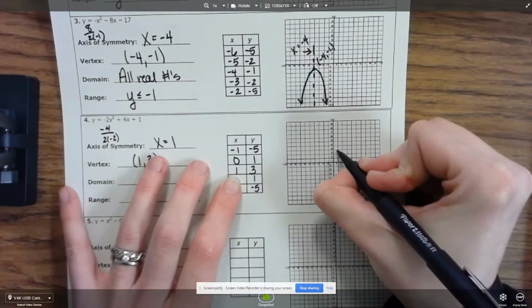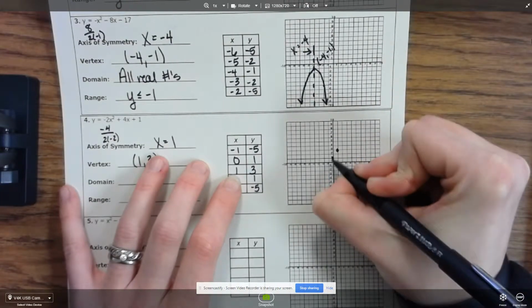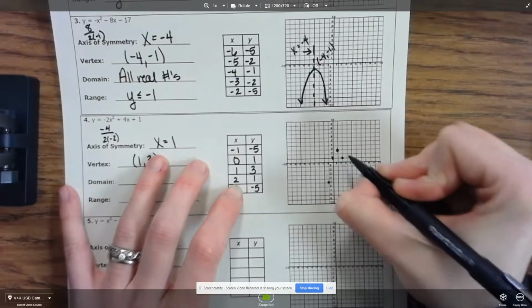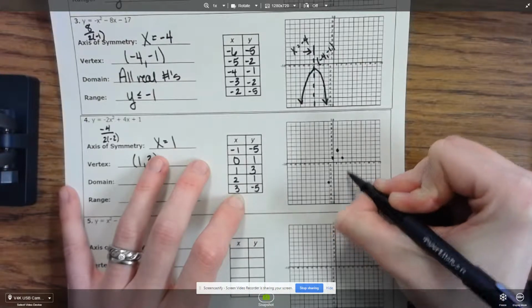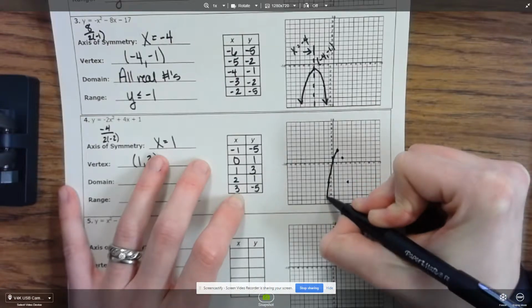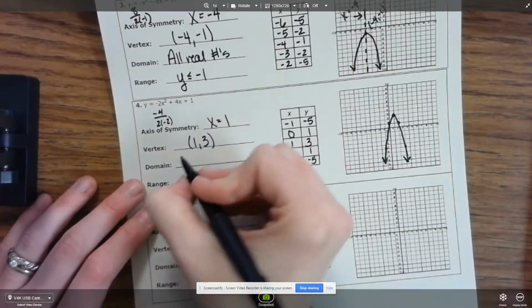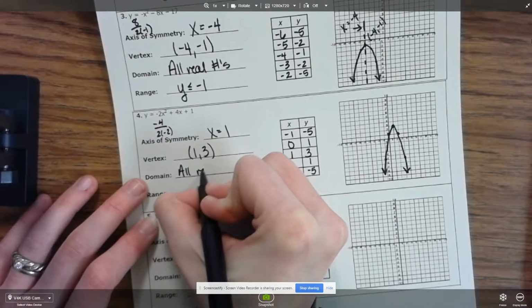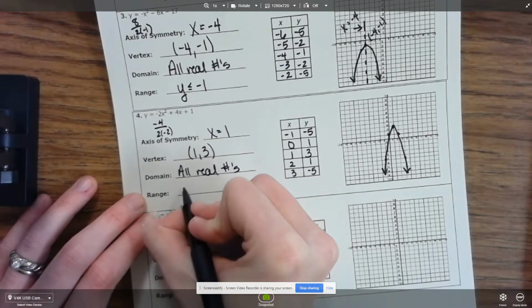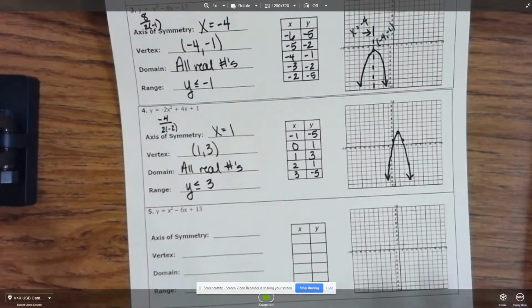So 1, 3 is my vertex. And then I have 0, 1, and then negative 1, negative 5; 2, 1; and 3, negative 5. So my domain, again, is all real numbers. And my range, y has got to be less than or equal to 3.